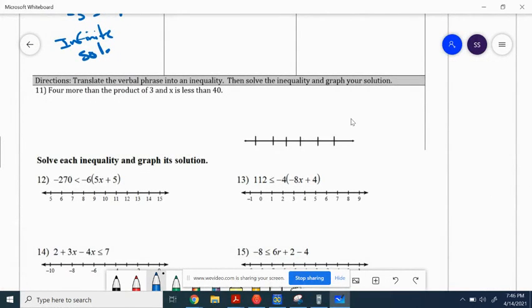Number 11, translate the verbal phrase and then solve it. So how about I translate this and then you guys solve it? 4 more than the product and x is less than 40. Okay, so product means multiply, for more than, have addition in there, and is less than. So this is less than 40. So this is just going to be the product of 3 and x. So this is 3x plus 4 is less than 40. Okay, and you guys can solve that out.